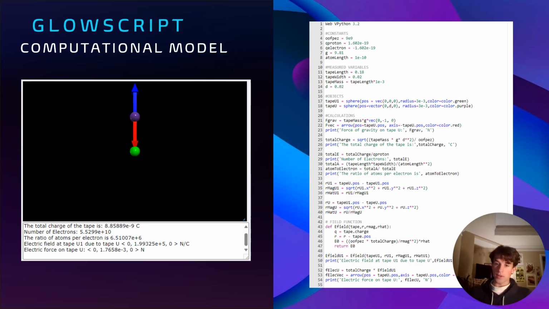So here's the code I used. It works through that same process of calculations, but then outputs a free body diagram as well as calculations. So you can change these constants and measured variables and get this image. In all of the inputs, this should be at equilibrium, where the electric force is acting up on the top tape and down is the gravity acting upon it. As you can see here, the answers match my calculations.